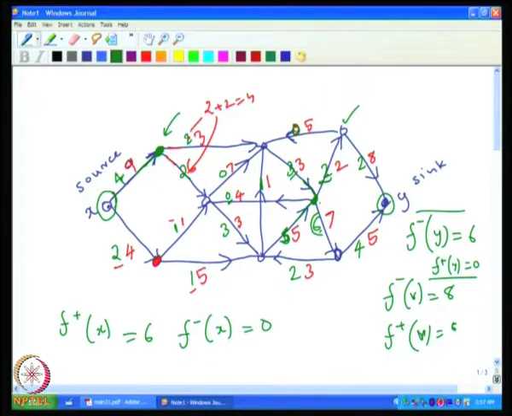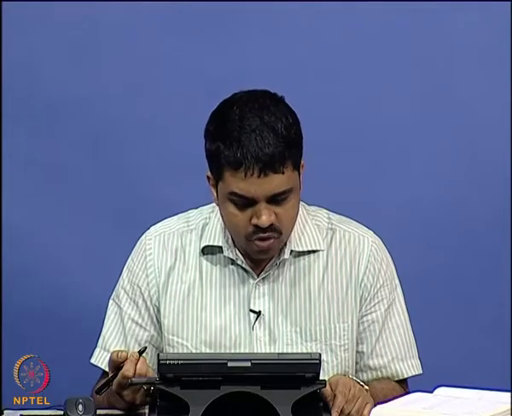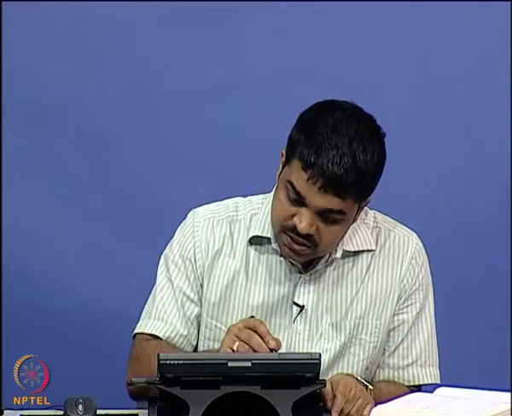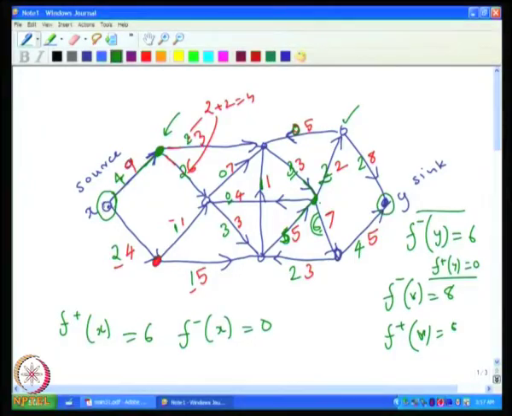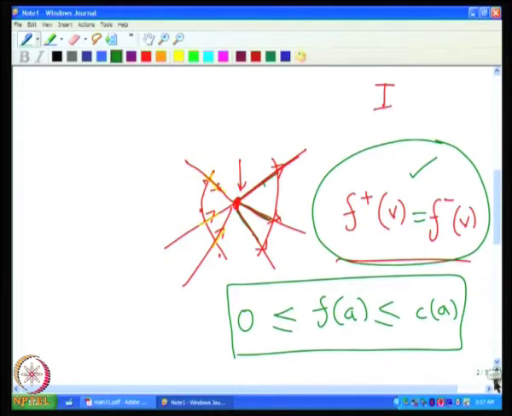commodity through a particular link. Of course, if there is an infinite capacity link, and you can find a directed path starting from x and reaching y via a path involving only links of infinite capacity, then you can always push an infinite flow. But in practice that may not happen. Usually there will be some capacities associated with any real life network. So, this is the definition of the flow.